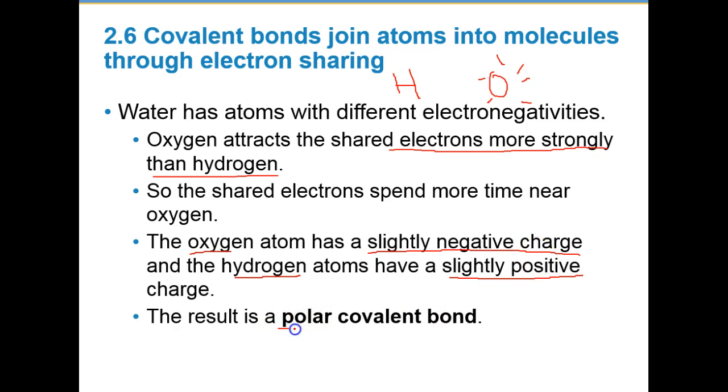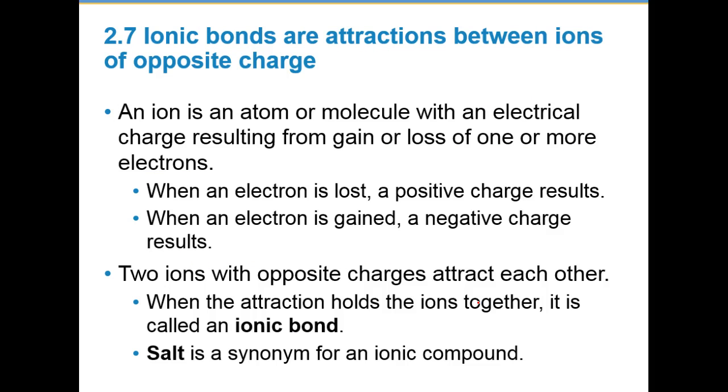We call this a polar covalent bond because it forms two poles, two opposite ends. Like the poles of a magnet, there's a positive pole and a negative pole. That's kind of what happens here, and so there'll be some different attractive forces. We'll come back to that when we talk about hydrogen bonds.